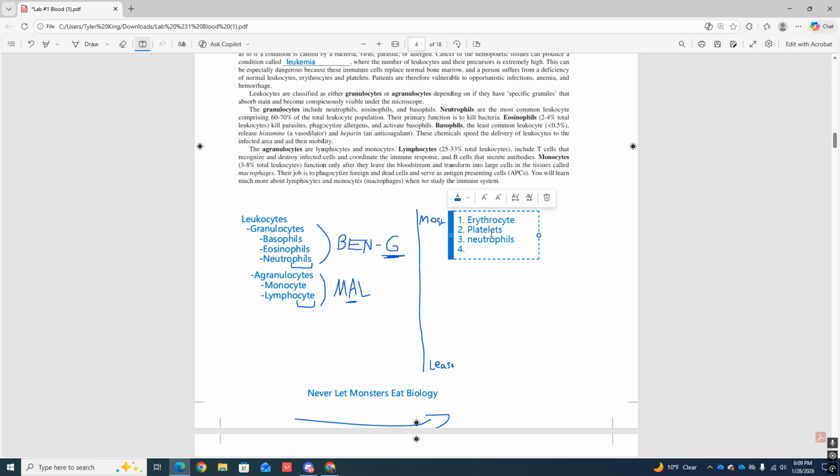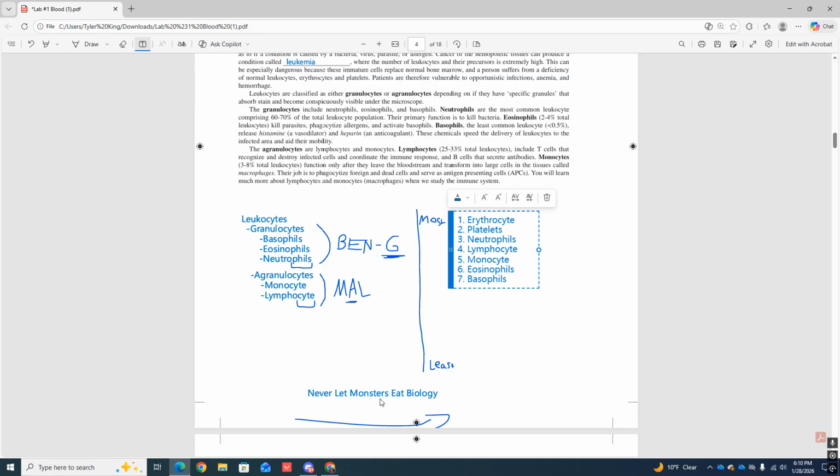Number 4, Let. That is lymphocyte. Number 5, Monsters. That is going to be our monocyte. Number 6 is going to be our eosinophil. And then our last one here, last but not least, is going to be our basophil, in this order. So, Never Let Monsters Eat Biology.